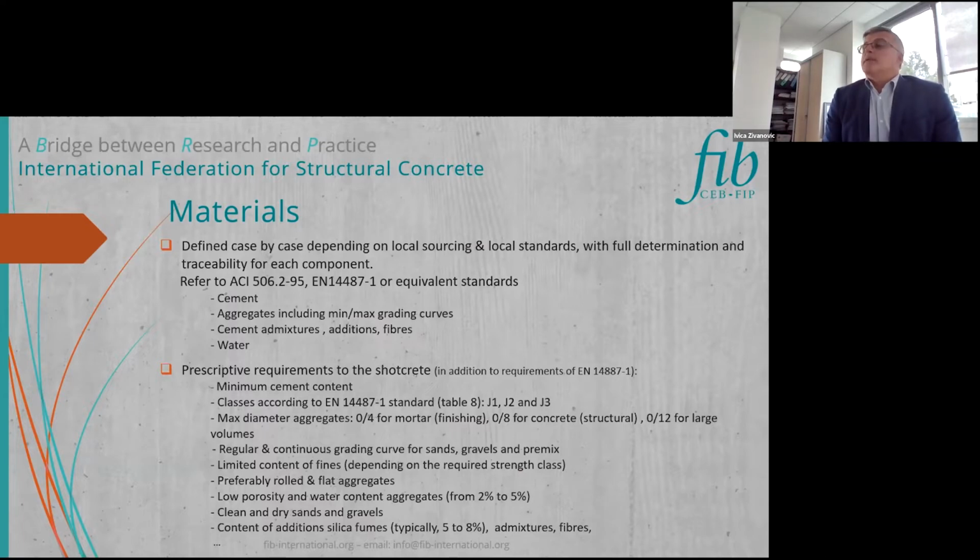Everything is considered with limited content of fines, depending on the required strength grade, preferably rolled rather than flat aggregates, low porosity and water content aggregates, clean and dry sand, and gravel content of addition silica fumes. Typically, it is between 5 and 8%.